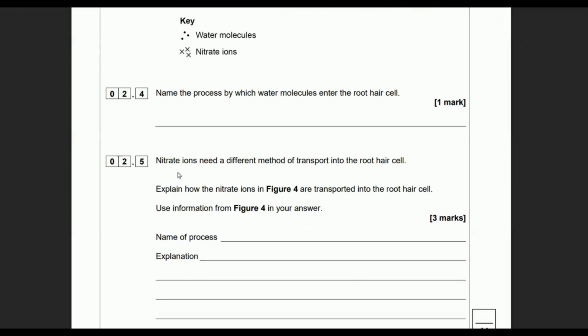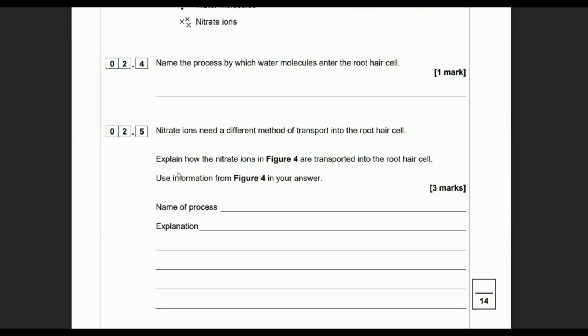Nitrate ions need a different method. Right, if we know it's not osmosis, there's only 2 other transport methods left. Do you know what they're called? They're called diffusion and active transport. Nitrate ions need a different method of transport into the root hair cell. Explain how the nitrate ions in figure 4 are transported into the root hair cell. Use information in figure 4 in your answer. Name of the process, then justify it with an explanation for 2 more marks.